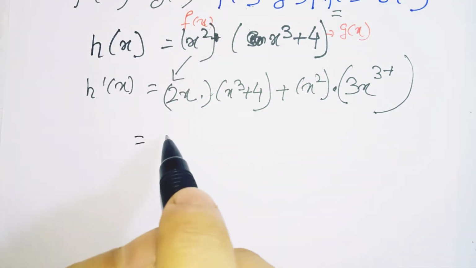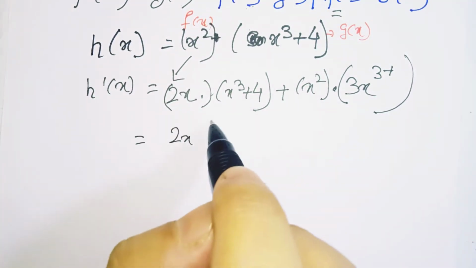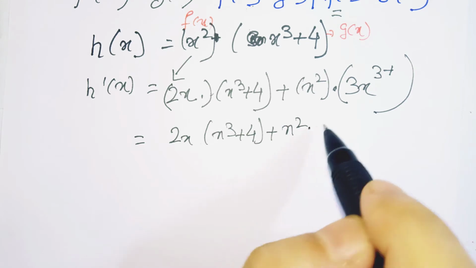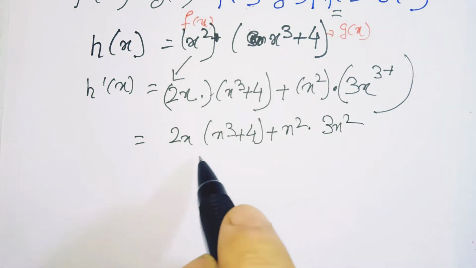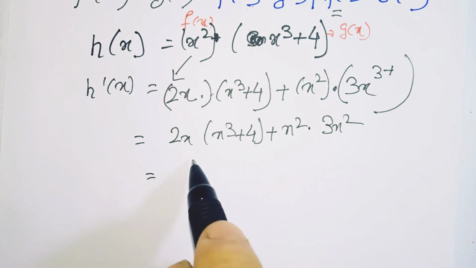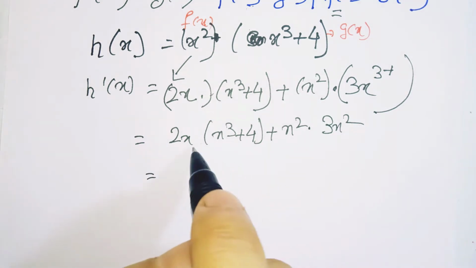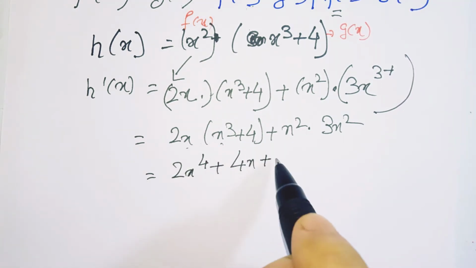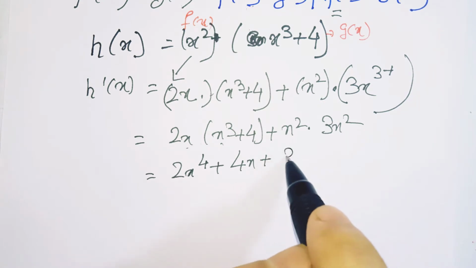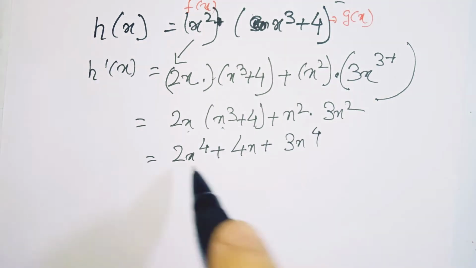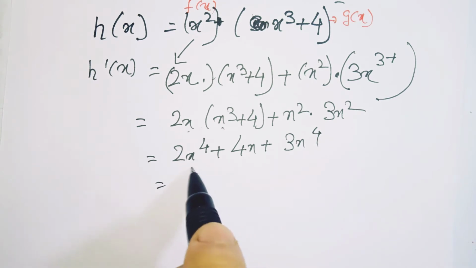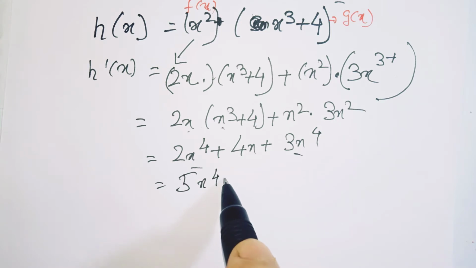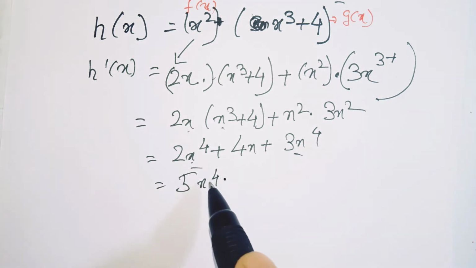Now if we solve this, it would be 2x times x cubed plus 4, plus x squared multiplied by 3x squared, since 3 minus 1 is 2. We can solve this further: 2x raised to the power 4 plus 8x, plus 3x raised to the power 2 plus 2, which is 4. And we can take these two like terms together: 2 plus 3, that is 5x raised to the power 4.